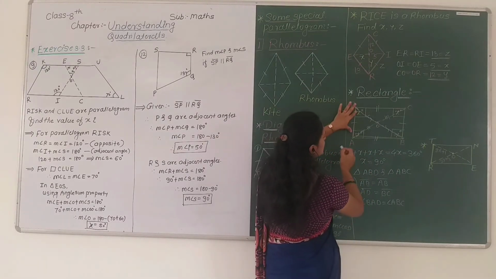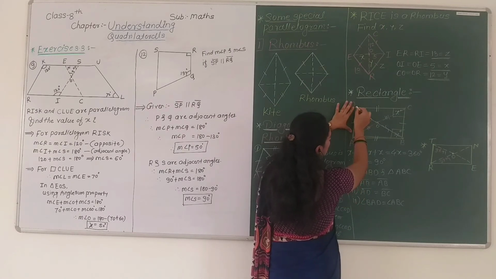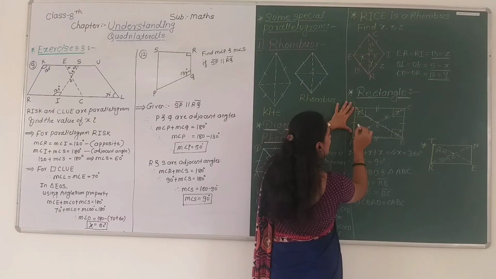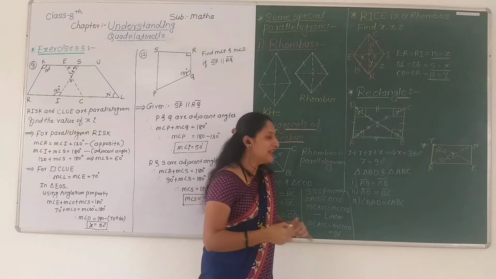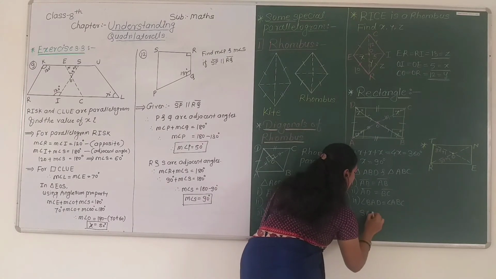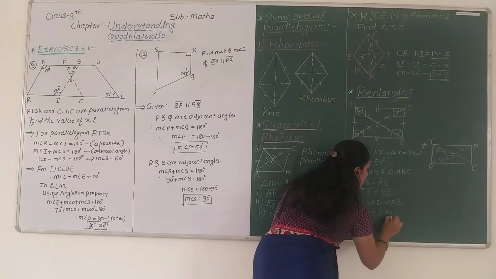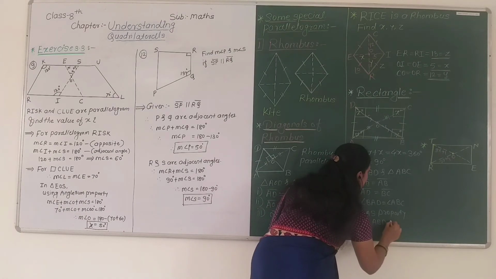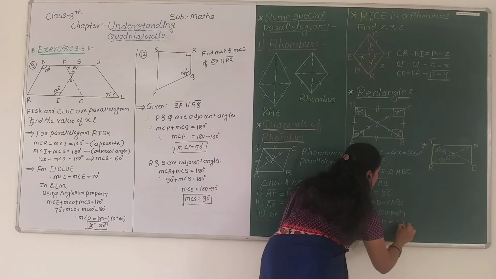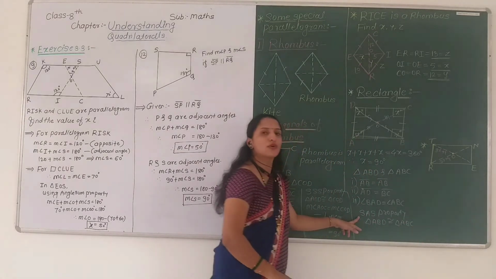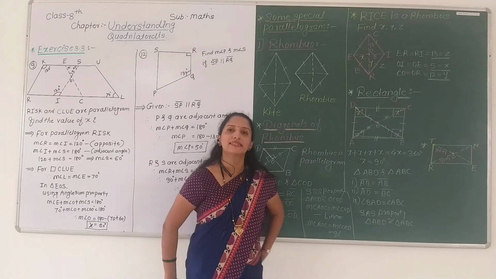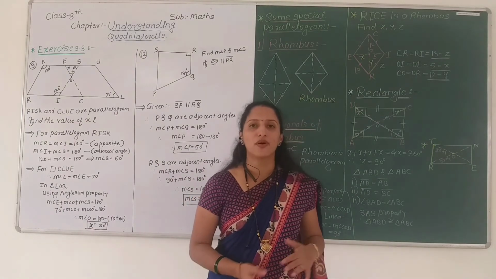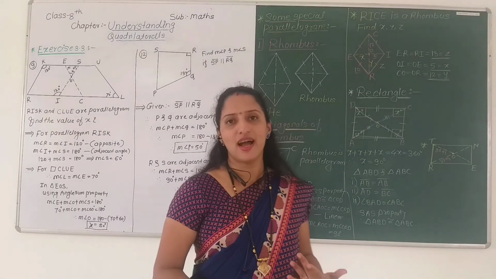So look at here, this side, this angle, and this side. That is side, angle, side. So using the side, angle, side property, that is SAS, we can say that triangle ABD and triangle ABC are both congruent triangles using the property SAS. So if the triangles are congruent, their corresponding sides are also the same.